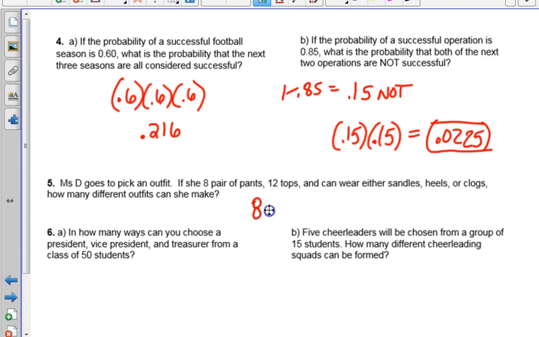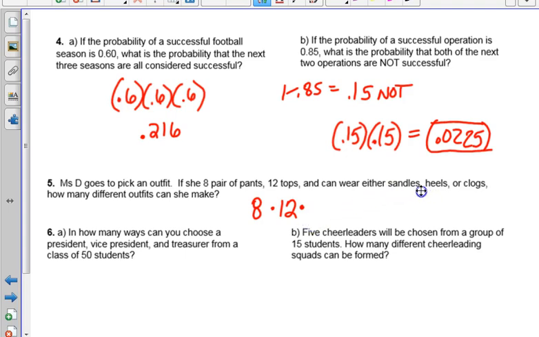What are those? Cute. Cute is the word. Those are cute. Okay. All right. What else do you call them? Slip-ons? I don't know. In my day, they were called clogs.